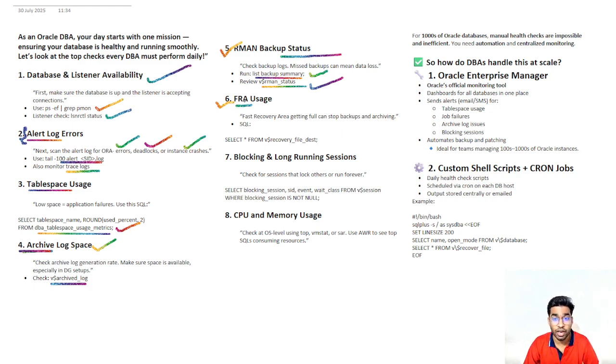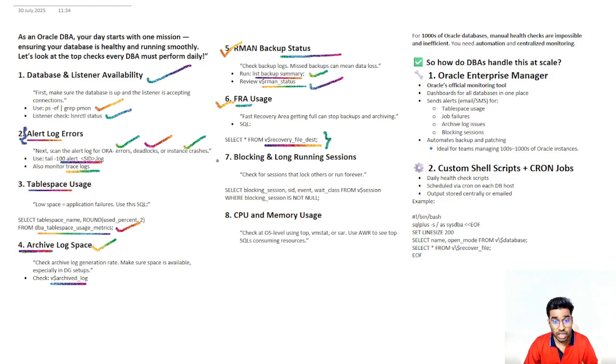The purpose of this FRA is to keep the backup and archive log. If the FRA gets full, then my backup and archive log will be stopped. I need to maintain it using the view $v recovery file destination. I can validate how much space I have in my FRA, and I need to maintain that.